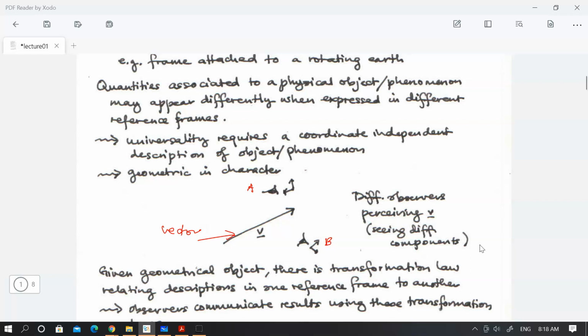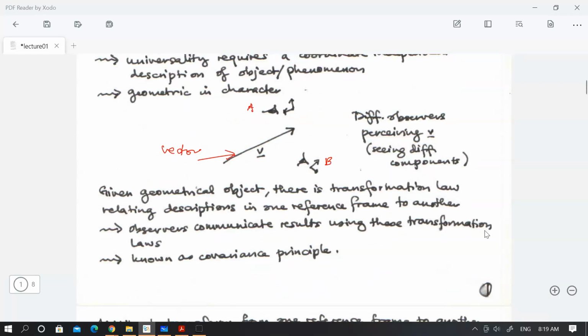So how do they do this? Normally, they have what we call the transformation laws. Over here, observer B might have some components, and observer A might have some components for the vector V. There will be some transformation laws for the components of the vector itself. Okay, we will learn this probably in a few sections later.